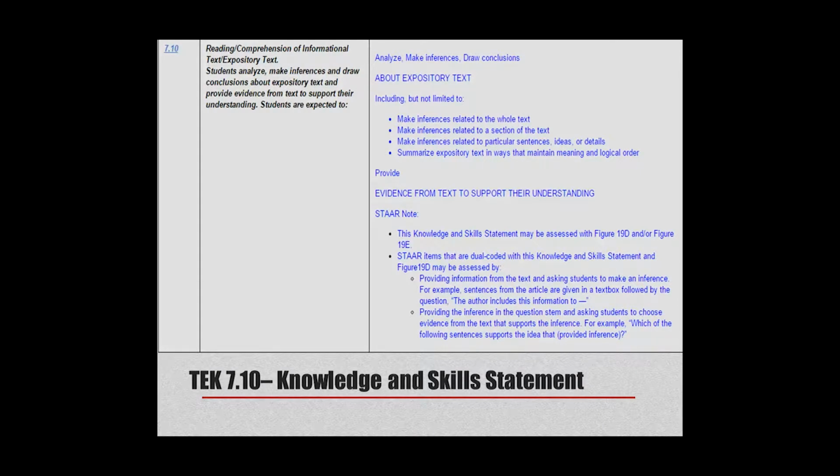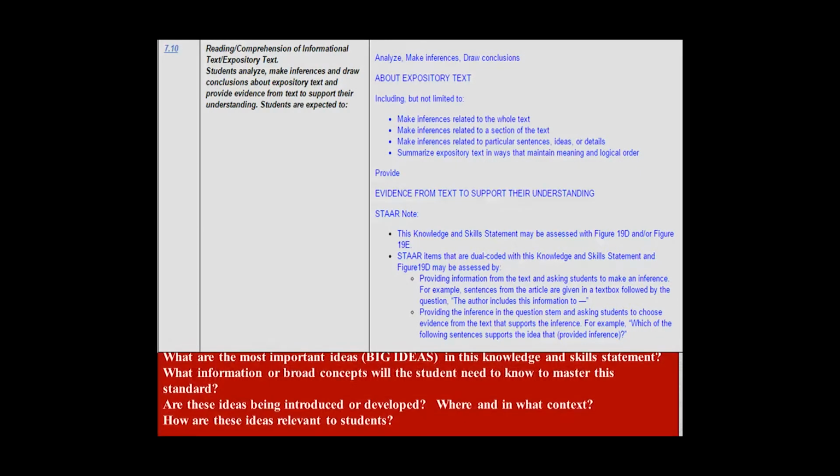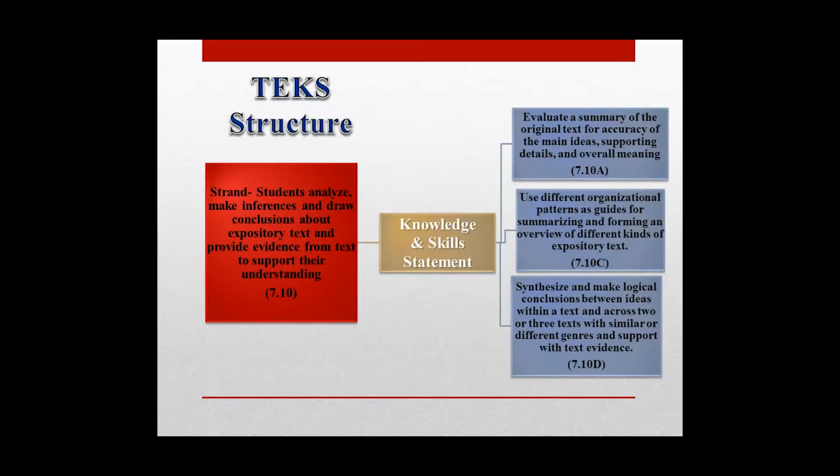Looking at 7.10 in the IFD, what are the most important ideas in this knowledge and skills statement? What information or broad concepts will the students need to know to master this standard? Are these ideas being introduced or developed? Where and in what context? And how are these ideas relevant to our students? Note the cognitive level, the content, and the context of each of the standards.